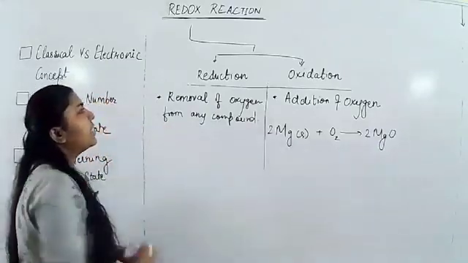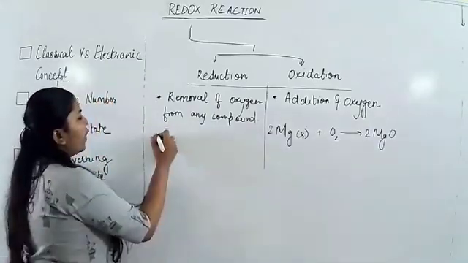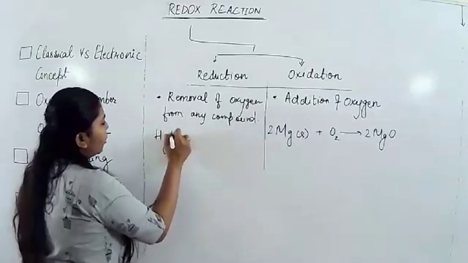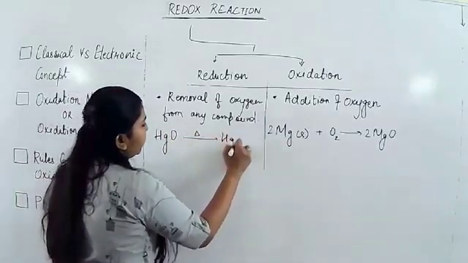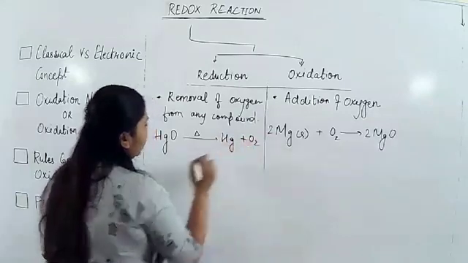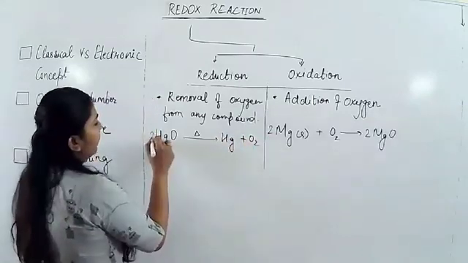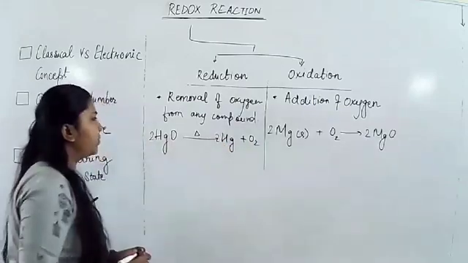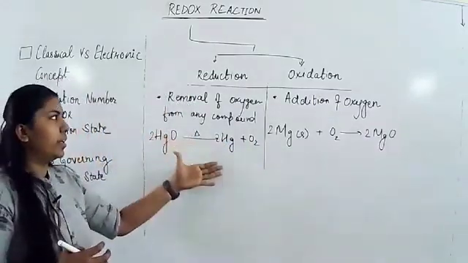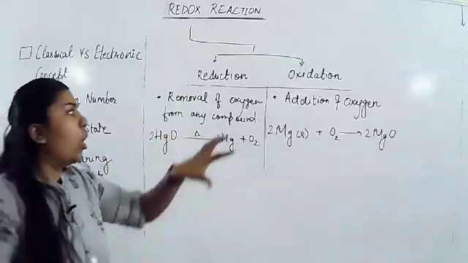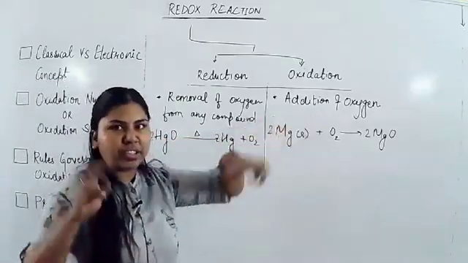Then let's come to reduction. So I have mercuric oxide and I'm heating it. I'm getting mercury plus oxygen. Again, let me balance it. Okay, so here I have shown you the example of reduction and oxidation on the basis of oxygen.